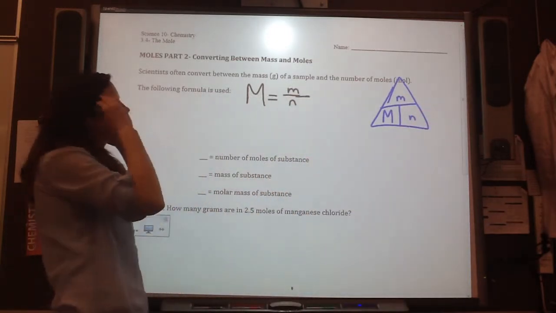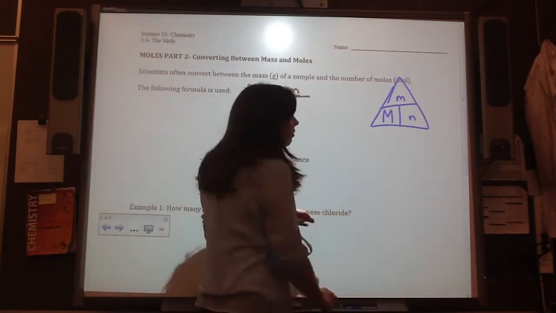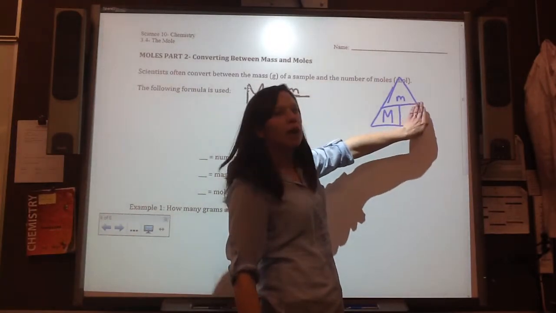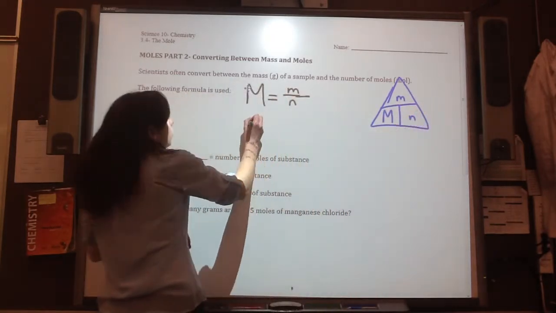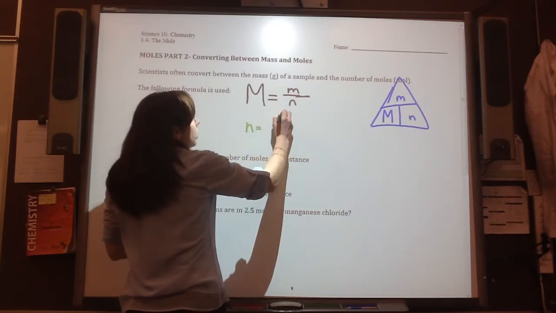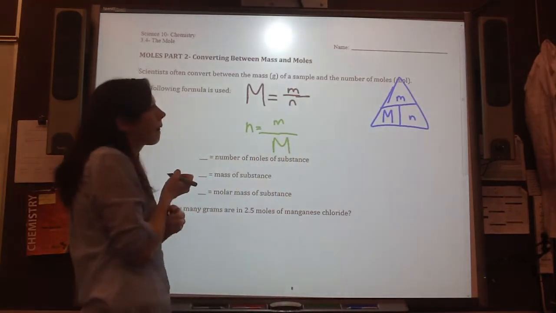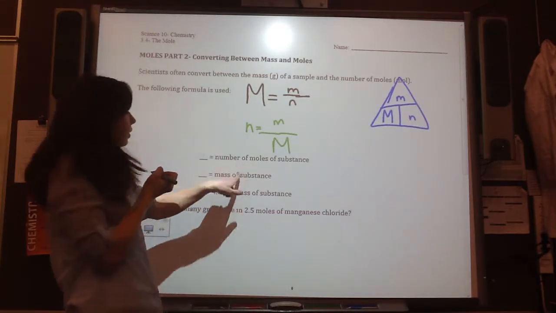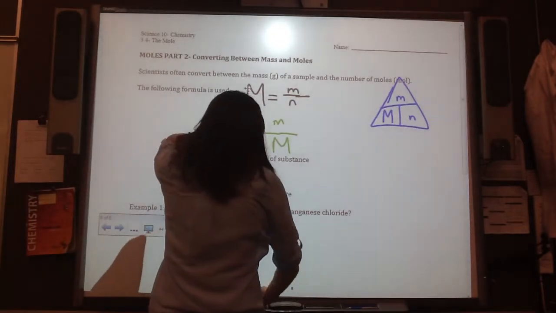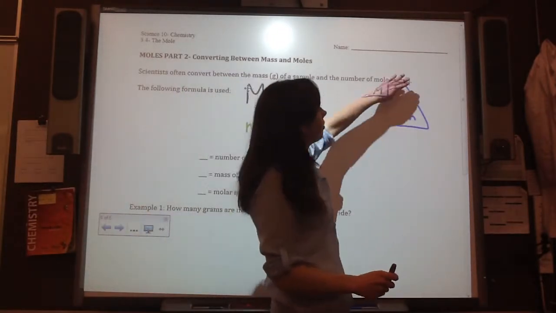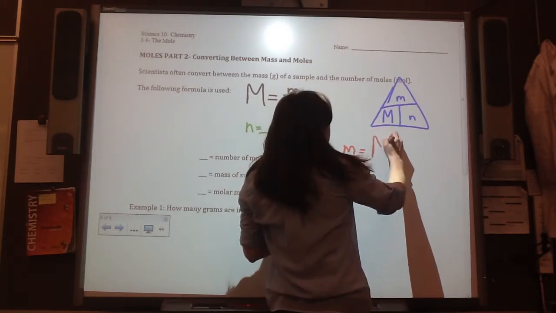So if we were to rearrange this, say I wanted to solve for n. You cover up n, and it's the little m divided by big M. So n is equal to little m divided by big M. What does n stand for? We'll go through that next, but I just wanted to show you how to rearrange them all first. And then the last way to rearrange, if we were looking for mass, or little m, it's big M times n.